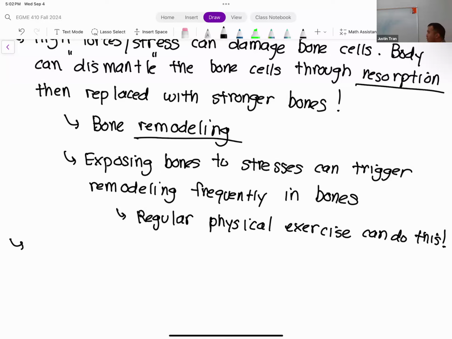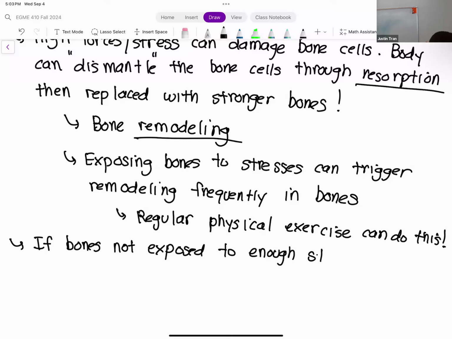And so what happens when you don't exercise regularly? What happens when you don't trigger remodeling on a regular basis? Okay. If your bones aren't exposed to stresses on a regular basis, then your bones will start to think, hey, we don't really need all this strength. And so they'll start to actually absorb bone tissue without actively replacing it.